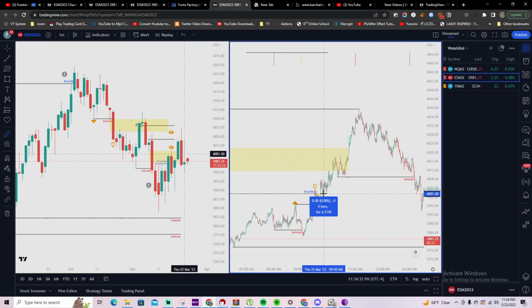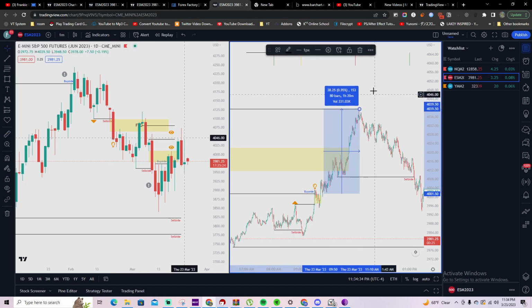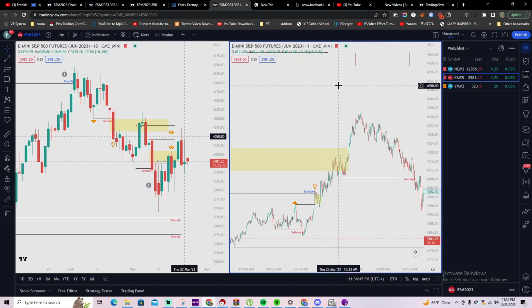So we'll do it from the top to here. Boom. 80. So that would take 1 hour and 30 minutes to get to that high. 38 pips. Sorry, I deleted something I didn't want to delete.